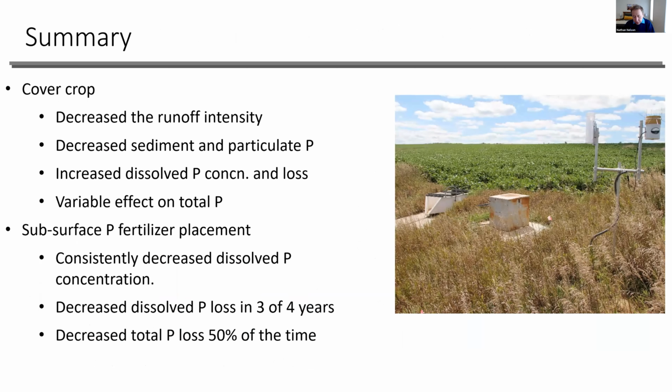cover crops do great at decreasing runoff intensity, great at decreasing sediment and particulate P losses. They're increasing dissolved reactive phosphorus losses, and that could be, some of it could be phosphorus coming from tissue.